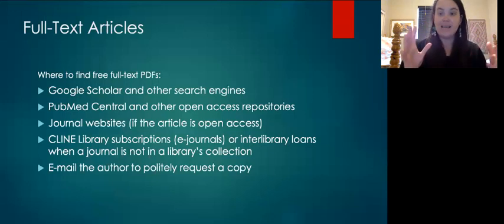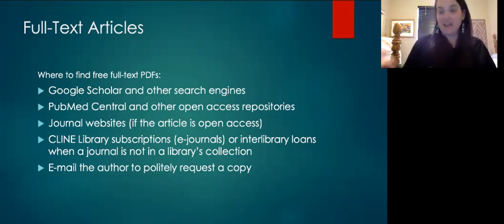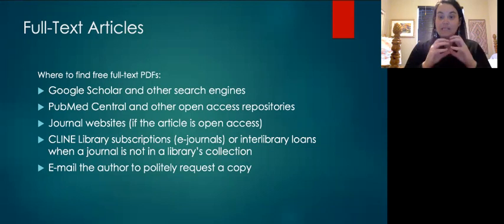All of these places have abstracts. Sometimes you have access to full text articles, and this is really important because sometimes you have to pay to get articles. So you can find full text free versions in Google Scholar and other search engines, but not all of them are free. PubMed Central, also called PMC, and other open access places have free full text articles.